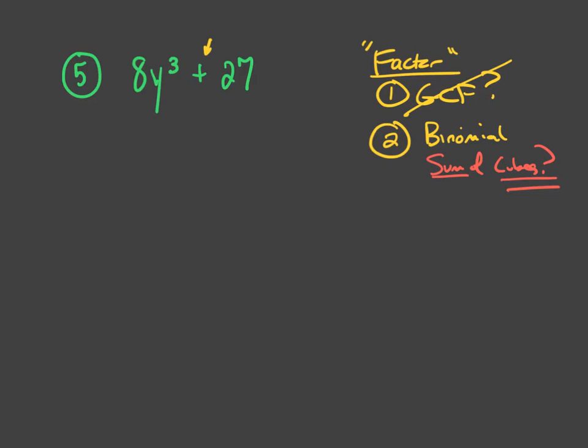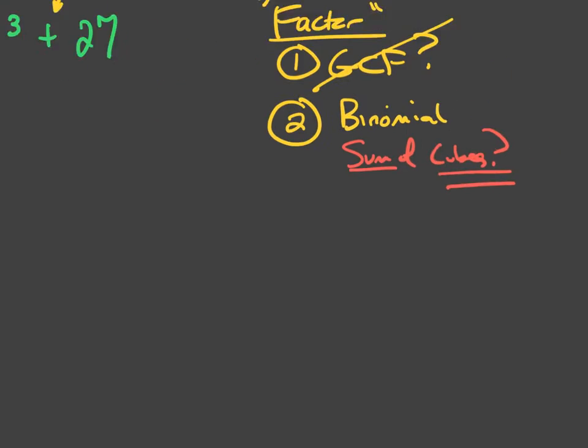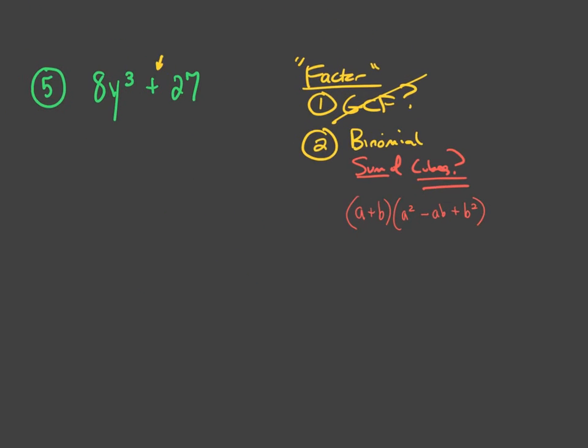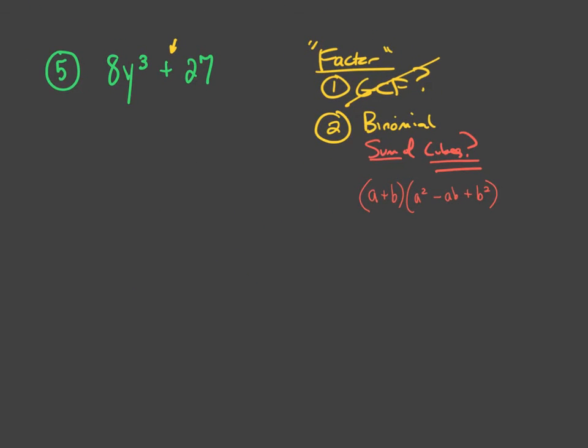The sum of cubes formula involves a and b also. I'll write this here. We've got a plus b, and then a squared minus ab plus b squared. And again, once you figure out what a and b are, it's just a matter of plugging those in. A is going to be the cube root of the first term. So we're talking about the cube root of this 8y cubed, the cube root of that.